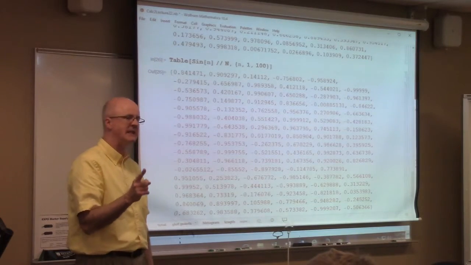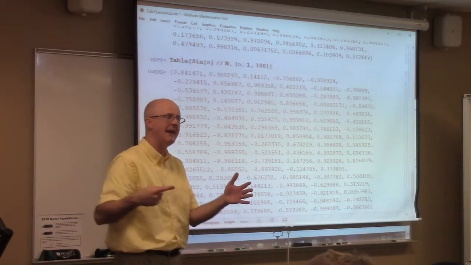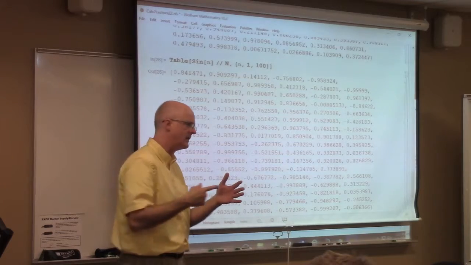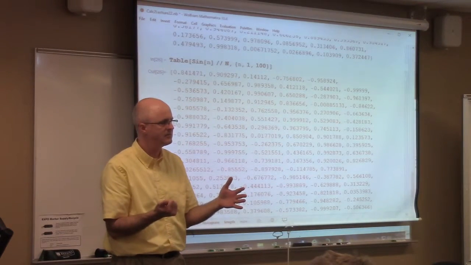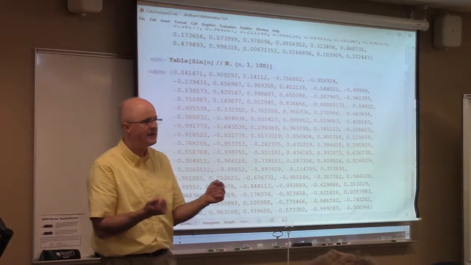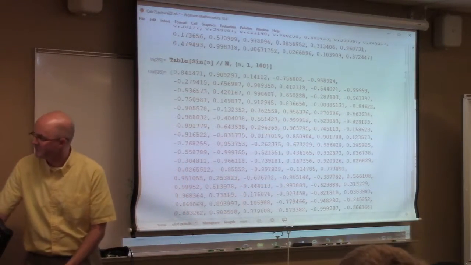But if you have a sequence that stays in some finite interval, and it's monotone, meaning it's always going to the right or always going to the left on the number line, then it will have to converge. Here's an interesting example like that.